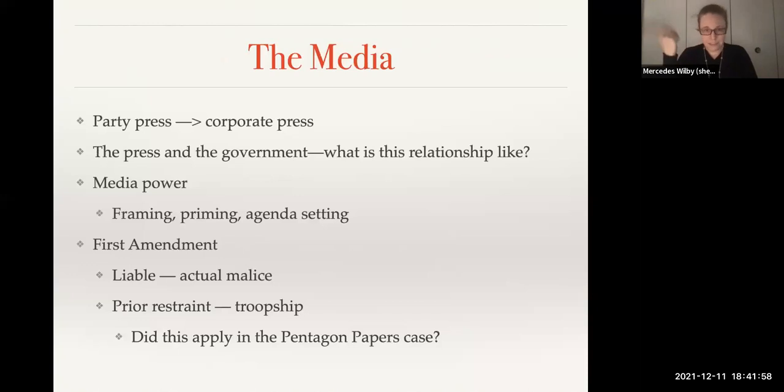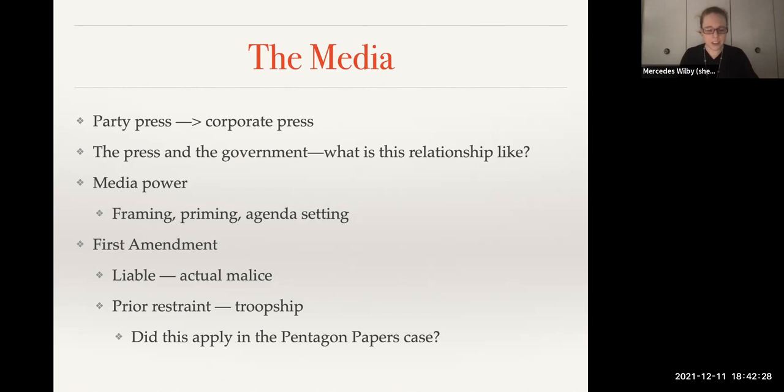So, as you've seen, this has a lot to do with the media. The media, if you may recall, started out as a party press. That meant that the vast majority of the media was actually controlled by political parties, right? It was the most cost-effective solution at the time. But once it became cheaper to print newspapers, the press broke away from the party because that became the better business model. And we had a corporate press.